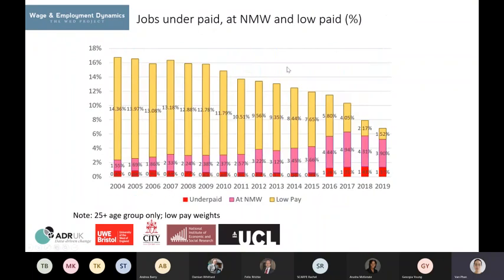So this line is the jump in the previous graph. You see that the percentage of jobs above the minimum wage but below two-thirds of the median has fallen dramatically. And then the percentage of minimum wage jobs rises nearly threefold to 4.3%.